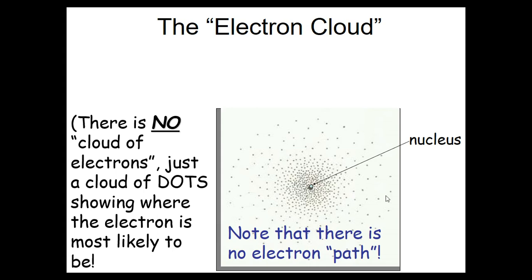Areas where there are very few dots on this map are areas where the electron has not been very often in the past and will not likely be in the future. So if you think about out here, the electron has never been there in the past, so we don't expect the electron to ever be there in the future. Close to the nucleus is where the electron has been very frequently in the past, and we'd expect it to be there in the future. So these dots do not represent the electron path. They also do not represent lots and lots of electrons. They're just showing you the likelihood of where the electron might be in the future.